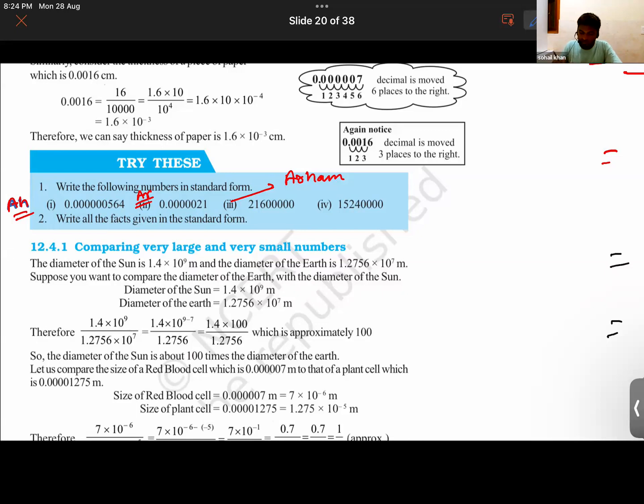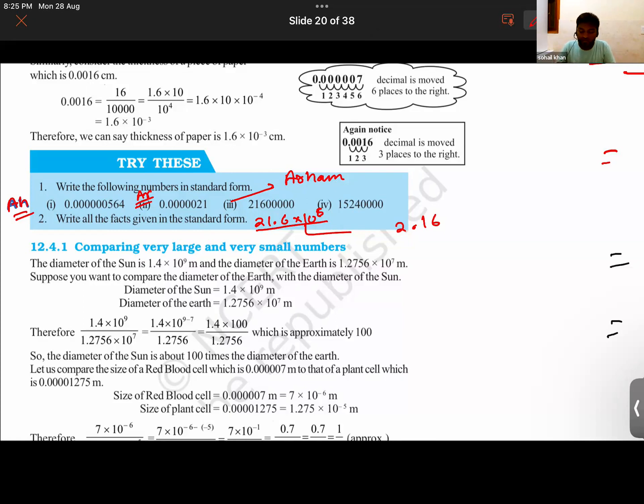So the third one you were required to solve. 21.6 multiplied by 10 raised to the power 5. Sorry, sir, it's 6. 10 raised to the power 6 here. Okay. Look here, if you have a number like this, 216 is here. The most appropriate way to write this number is in the form 2.16. So here you will be dividing it by 100.